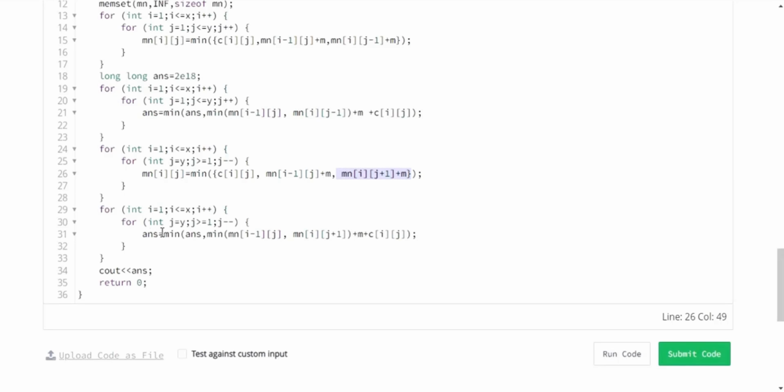Similarly for the answer as well, you'll be calculating the minimum out of the answer and the minimum out of the rightward direction or the downward direction, and then adding m to it, and then adding the cost for constructing the bus stop at that particular index. Ultimately, you'll be getting the minimum cost for the total construction of the bus stops, and you'll be simply outputting that particular cost that you are getting. And this is how you can write down the code.